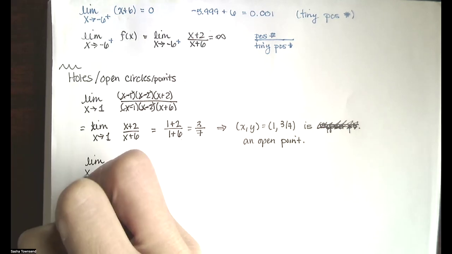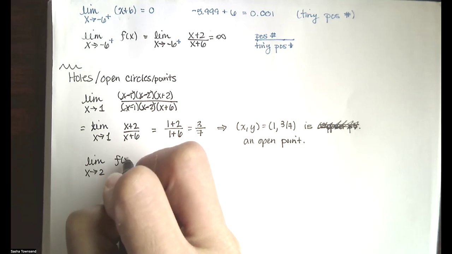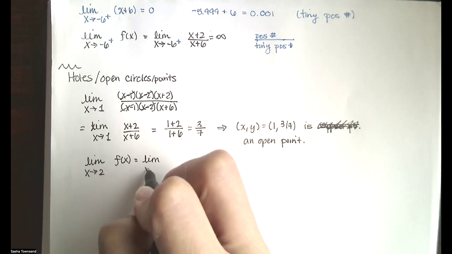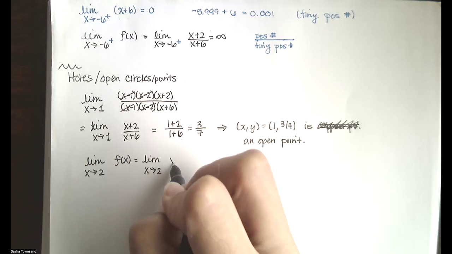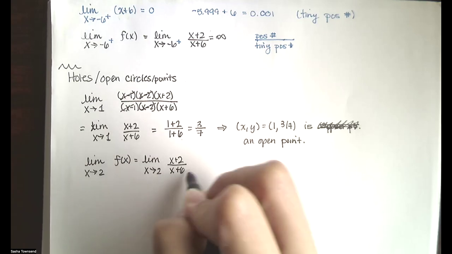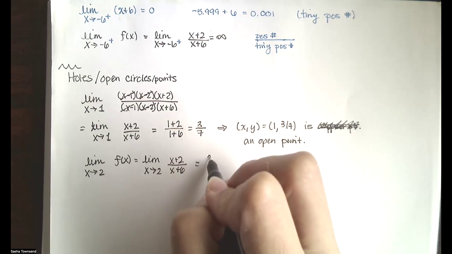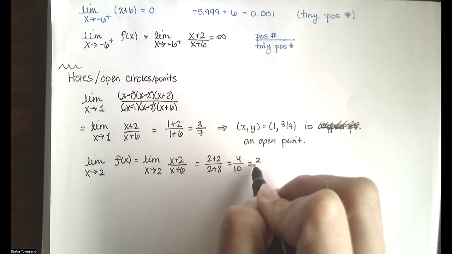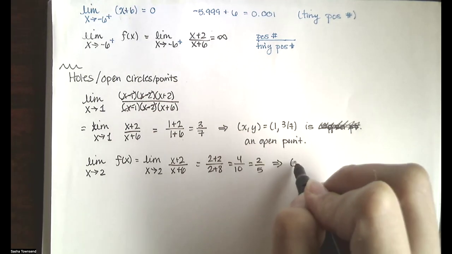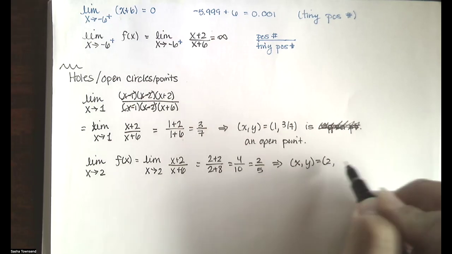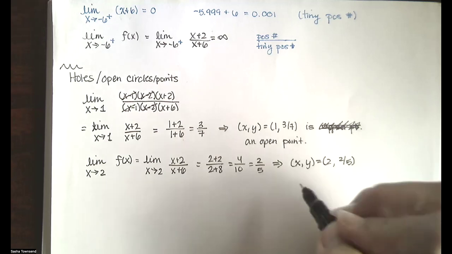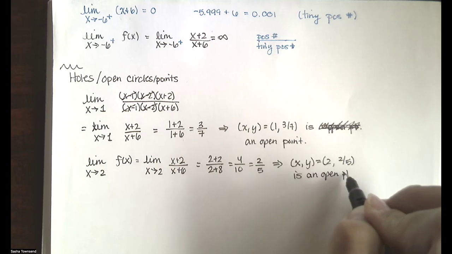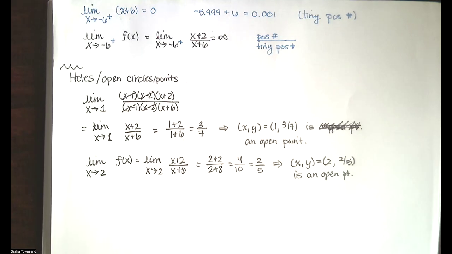And similarly, if we take the limit as x approaches 2 of the function f of x, those x minus 2's reduce as well. So the limit as x approaches 2 of f is equal to the limit of that reduced function, or the simplified function. We can plug in 2 because this function is actually continuous. We end up with 4 divided by 10, or 2 fifths. So the point x equals 2, y equals 2 fifths is an open point on the graph. Or we could say it's not on the graph, it's omitted from the graph.